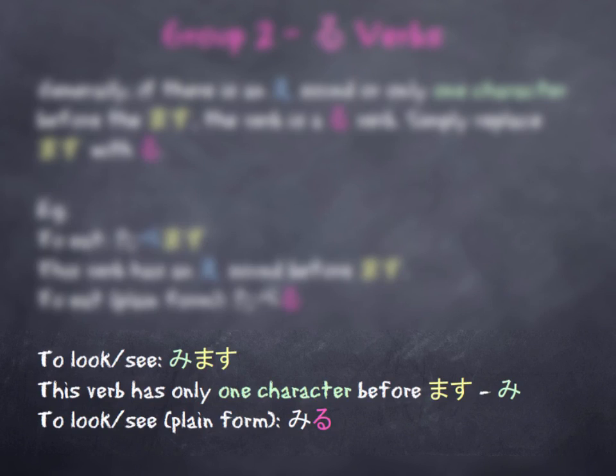In our second example, the verb mimasu is used, which means to look or to see. And in this case, we have only one character before masu, and that character is mi. So this is how we know it's a ru verb. So again, we're going to do the same thing as we did before, and we're going to remove the masu and replace it with ru to make it plain or informal.